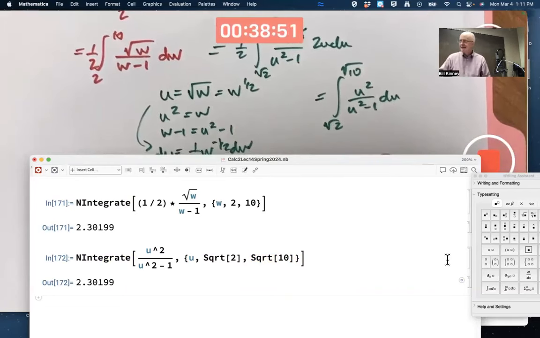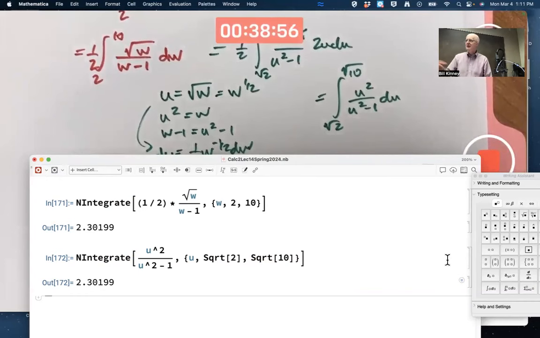Emphasizing a conceptual point for the exam: when you do substitution for definite integrals, you've got to change the limits of integration.